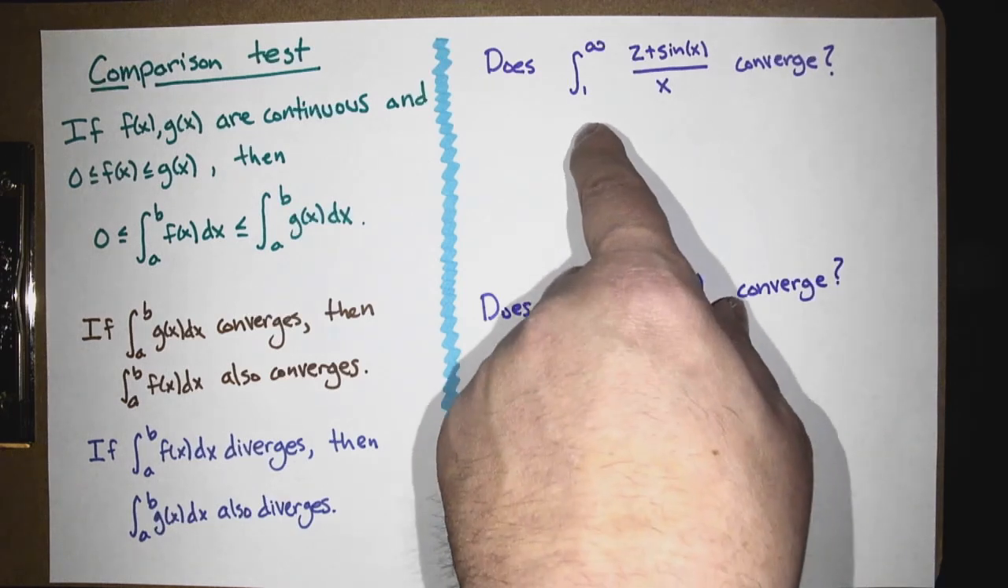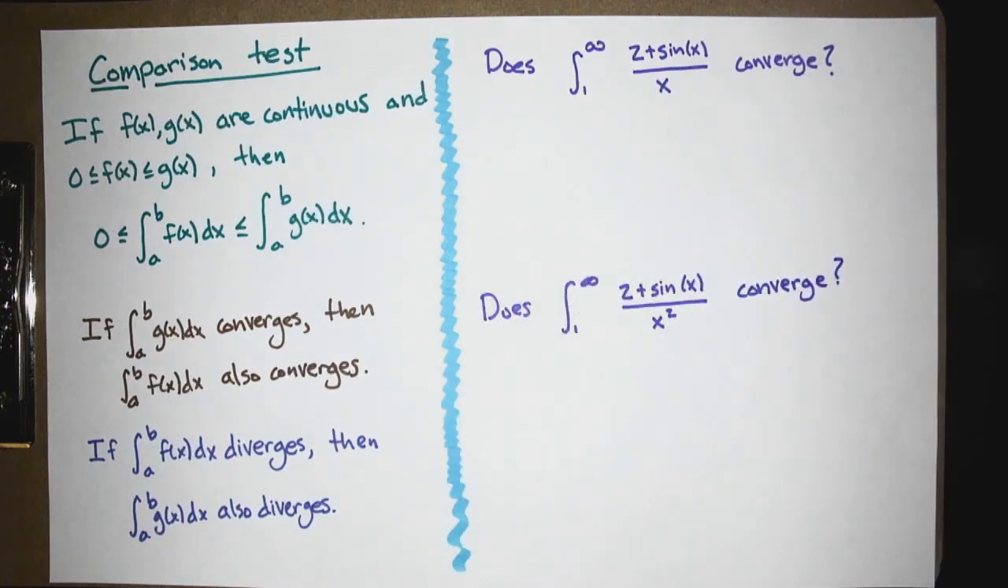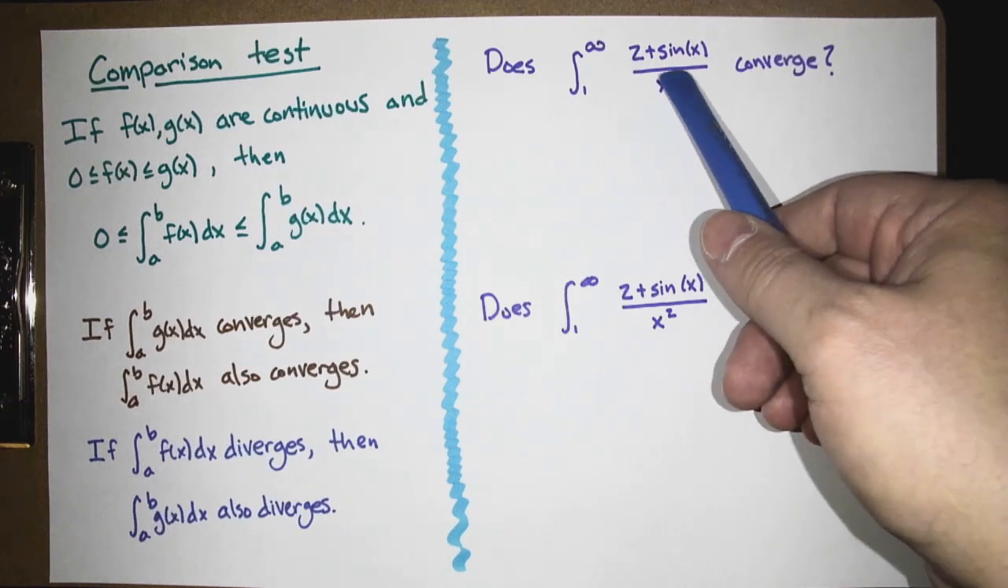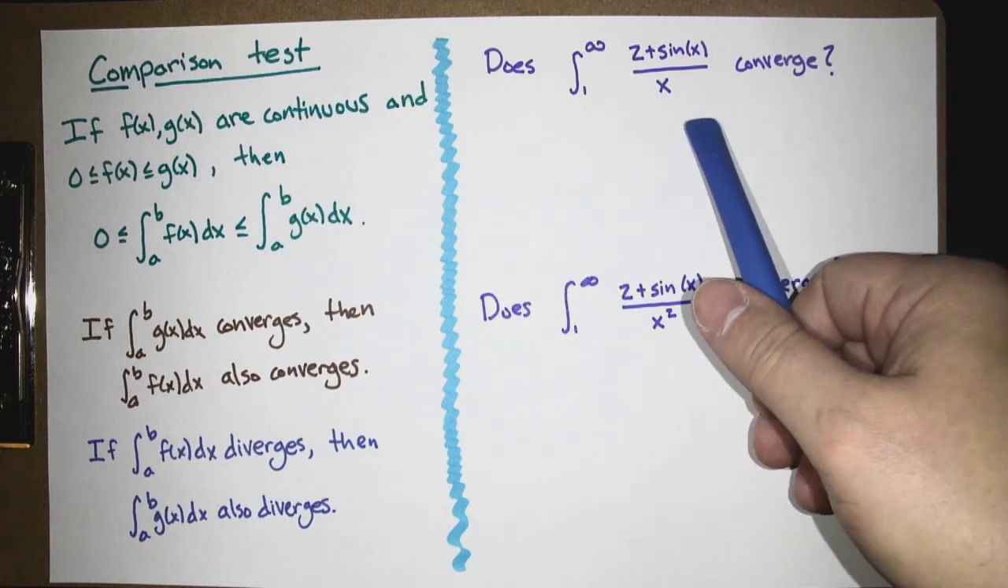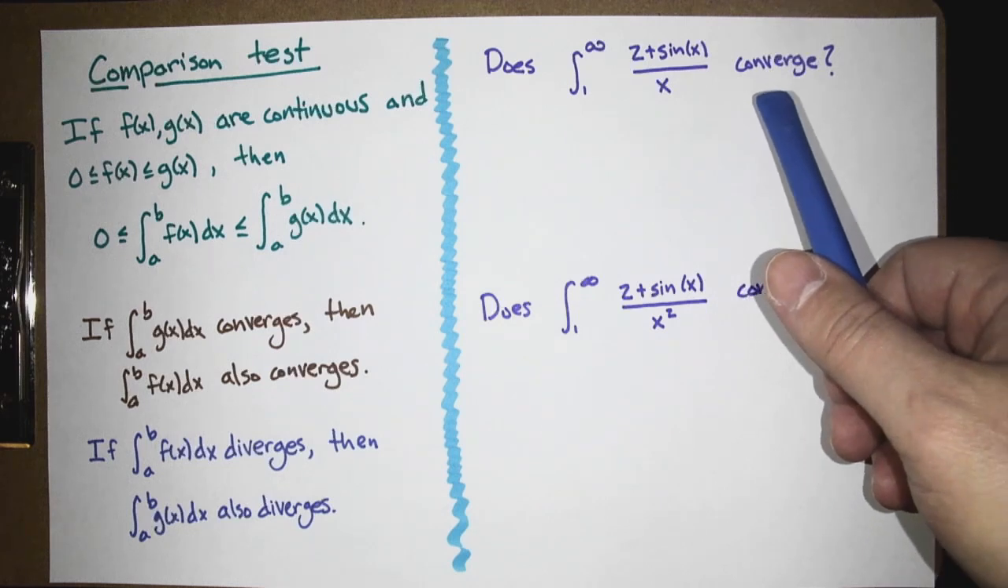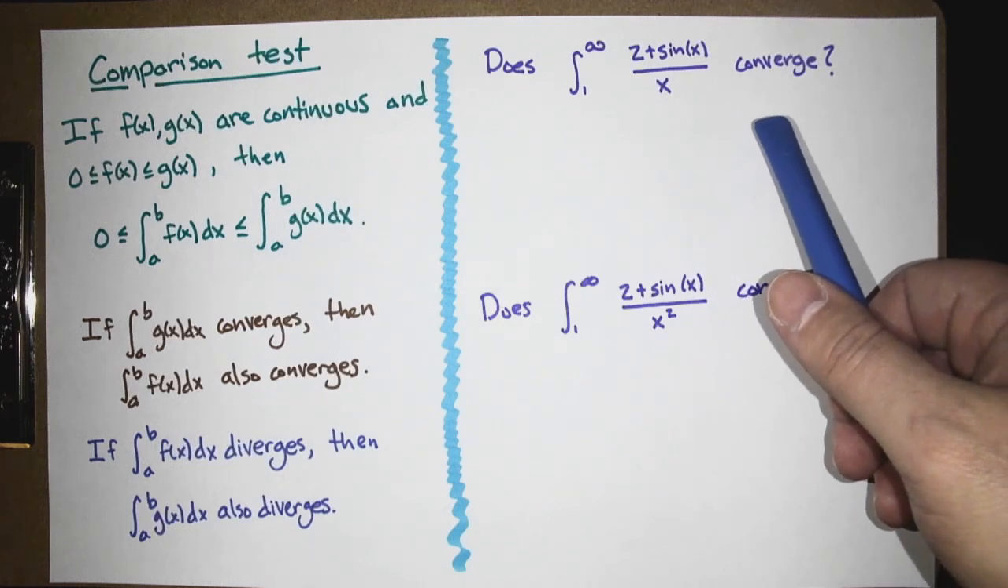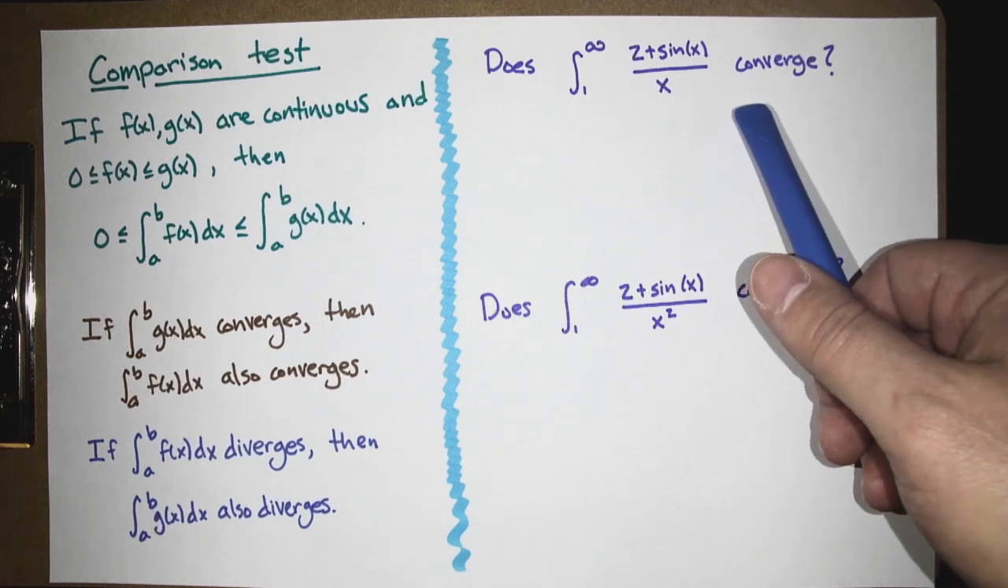All right. So, does the integral from 1 to infinity of 2 plus sine x over x converge? What do we think? Yes or no? I feel yes. So usually we answer the question before we do the work. What does it kind of look like? The sine x moves up and down, but it doesn't move up and down by much. So basically it's like a number. So what does this look like?